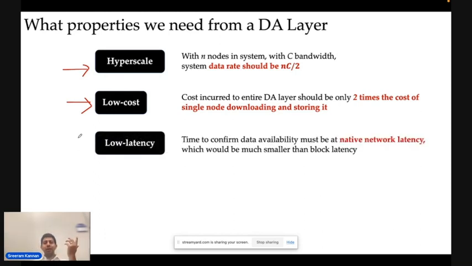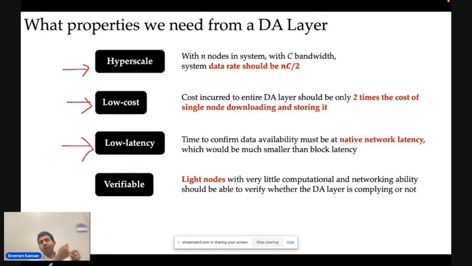What would be the latency limit? If you're looking at an AWS system, you send a request, the request goes to the server, and the server says, yes, I stored the data. So that would be a round-trip latency. And you'd want a system which operates at that kind of performance, so that your roll-up nodes are not stalling on some data availability layer, waiting for 12 seconds or sometimes even 12 minutes for finality.